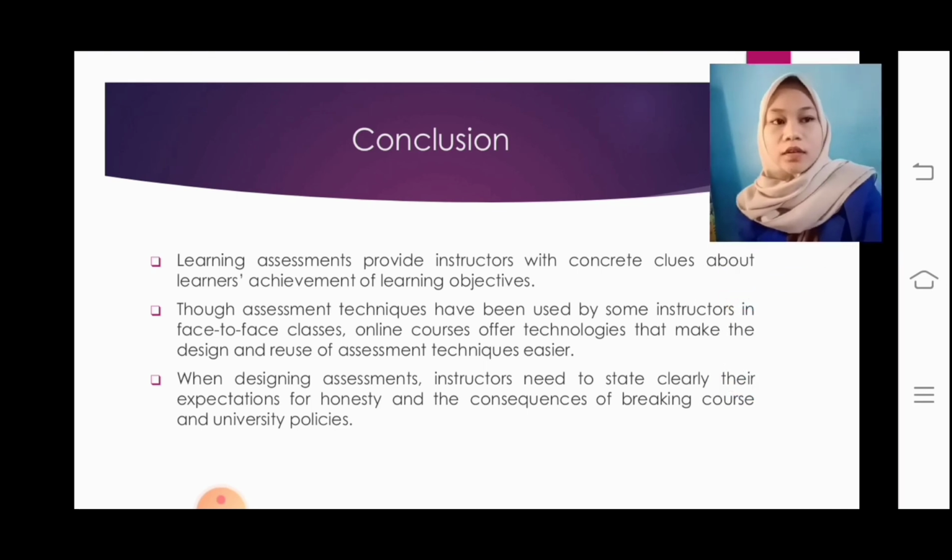And next, the conclusion. Learning assessment provides instructors with concrete clues about learners' achievement of learning objectives. Two assessment techniques have been used by some instructors in face-to-face classes and online courses, with technologies that make the design and reuse of assessment techniques easier. And when designing assessment, instructors need to state clearly their expectations for honesty and the consequences of breaking course and university policies.